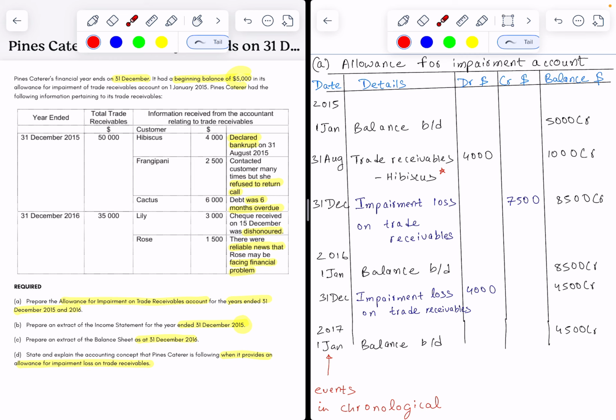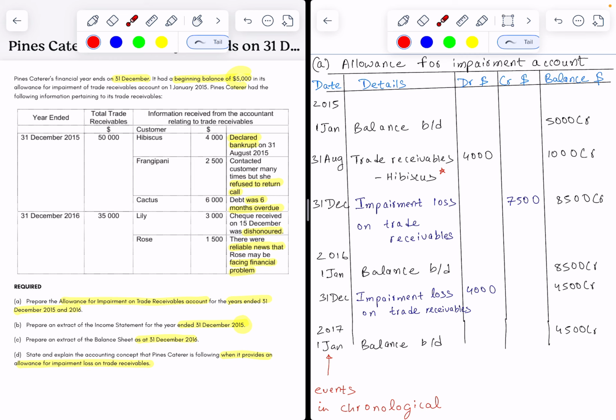So as you understand, the allowance for impairment is an account where we have the probable amount of credit customer unrecovered amounts, right? So now that Hibiscus has already confirmed that he is unable to pay because he is bankrupt, we can reduce this allowance for impairment account by $4,000.